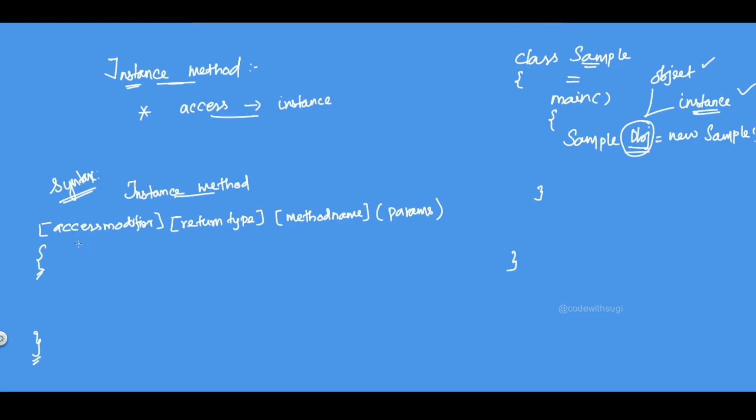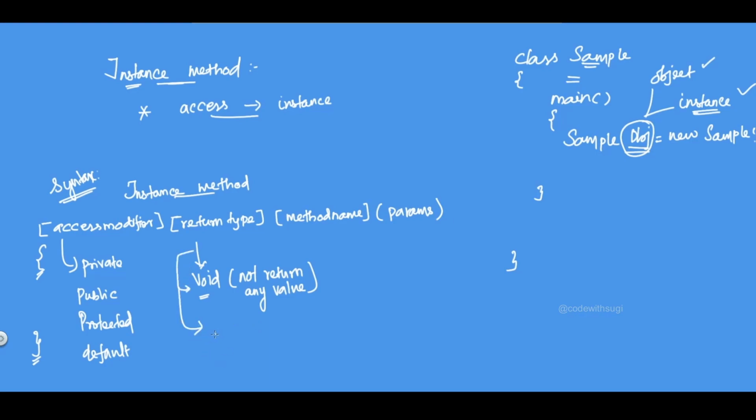Access modifier, we know how many access modifiers we have, right? So private, public, protected and default. Whenever you are trying to create a method, you have to specify any one of these. Then the return type. Basically the return type will be of two kinds. One is void. If your method is not returning anything, that is you are not returning any value, then you can say void. If you are trying to return something, then you have to specify the data type of that value.